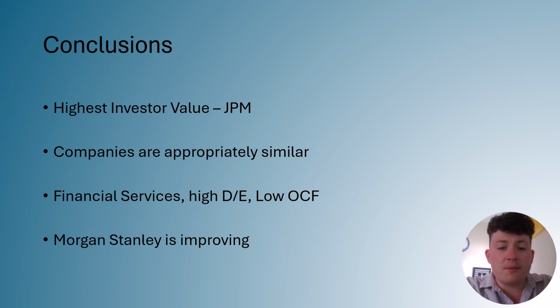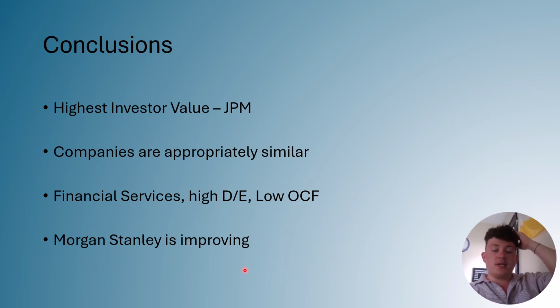But I would say the companies are appropriately similar. They follow a lot of the same trends over time. They traded at a lot of the same averages and had similar statistics and ratios, which is something you really want to see when thinking of three titans of the industry. And again, financial services seem to be characterized by a high debt to equity, due to the structure of the way they do business, and low operating cash flow ratios compared to maybe a company like Walmart or McDonald's or Starbucks. They would definitely look a lot different.